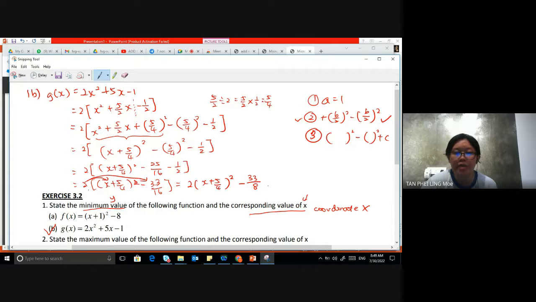So that's it. Now to answer this, what is the minimum value? So write down, hence the minimum value is, what is that? Negative 33 over 8, which is the y. So this part is my y here. Then my x will be negative 5 over 4, because this whole thing inside has to be equal to 0, then only you get your x.